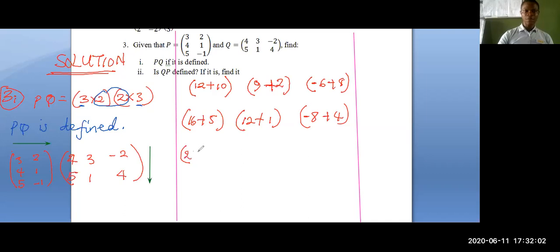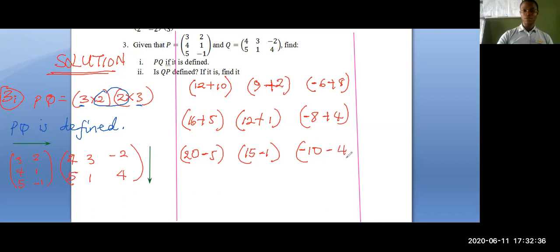Then the last row on each of the columns again. 5 times 4 gives us 20, and minus 1 times 5 gives us minus 5. Okay, and 5 times 3 gives us 15, give a space. Then minus 1 times 1 gives us minus 1, and give a space again.